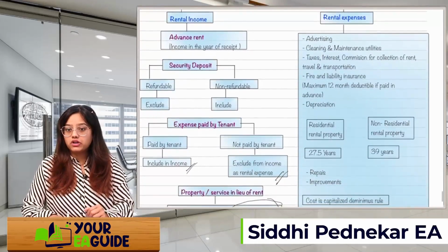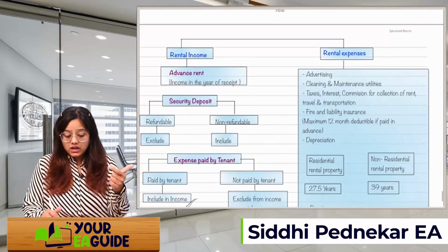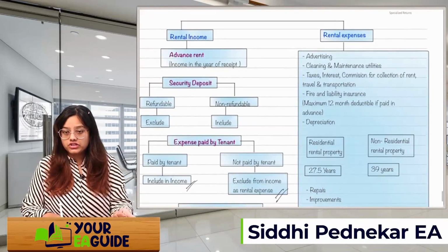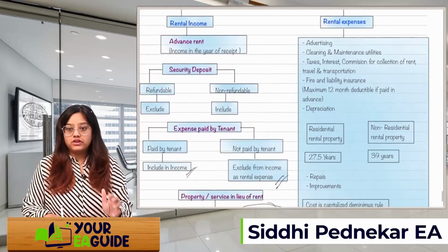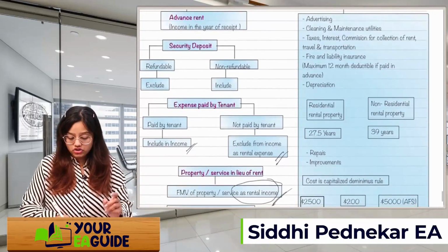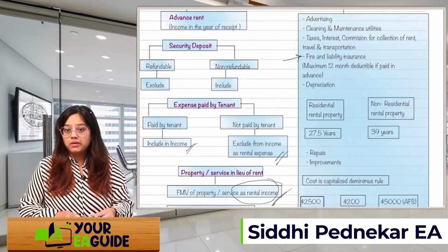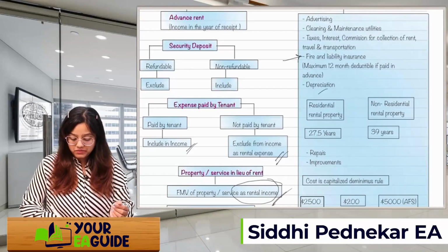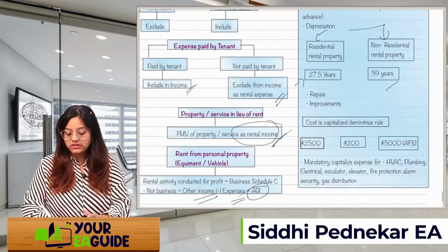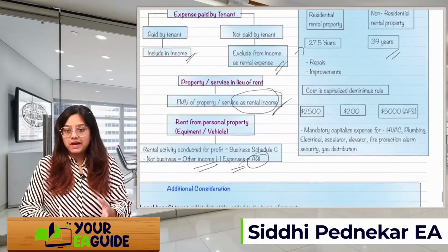Next is rental expense. What all things will be included that are directly related to the renting of the property? That is advertising, cleaning and maintaining the property, utilities like electricity bills, taxes, interest, commission for collection of rent, travel, transport, fire and liability insurance. Maximum 12 months is deductible if the liability insurance is paid in advance. Then depreciation, which depends on whether it's residential or non-residential. We have done this, right? 27.5 years for residential and 39 years for non-residential. Non-residential means commercial property. Repairs are there, improvements are there.